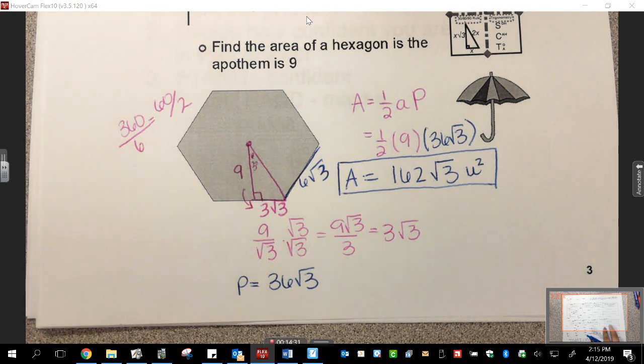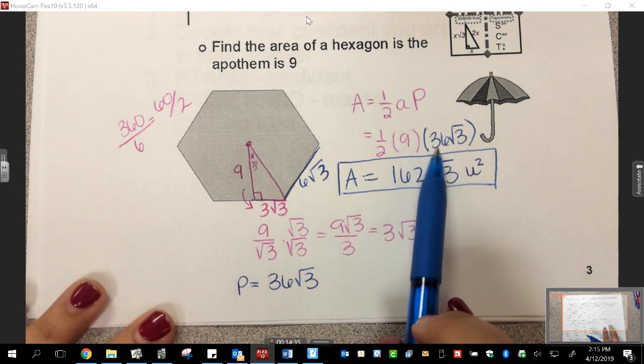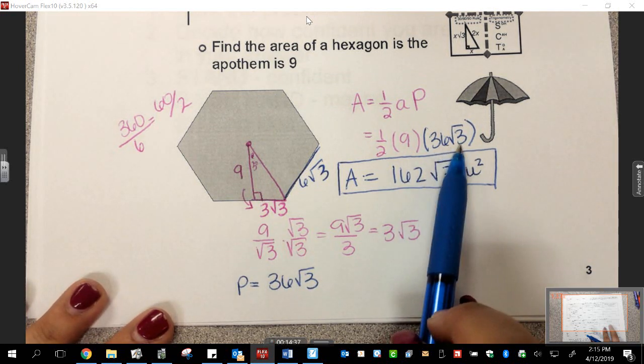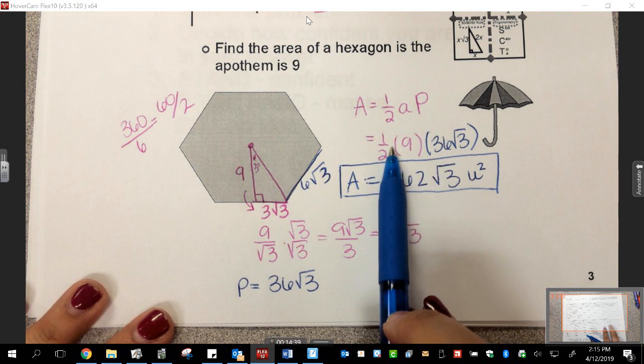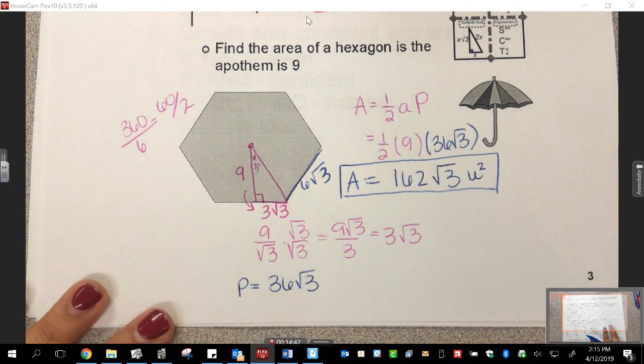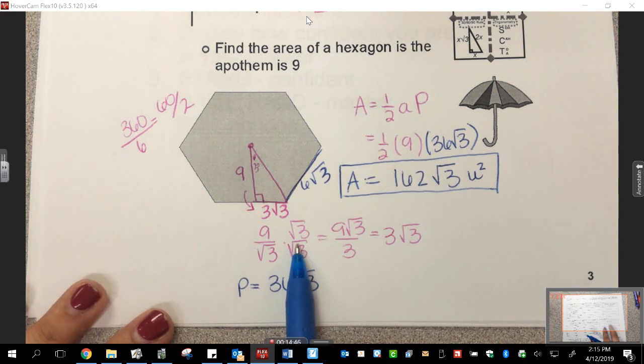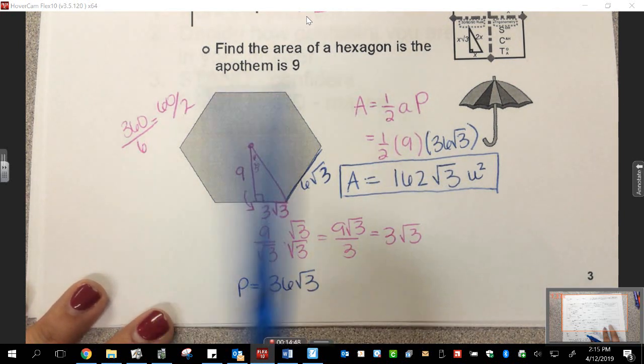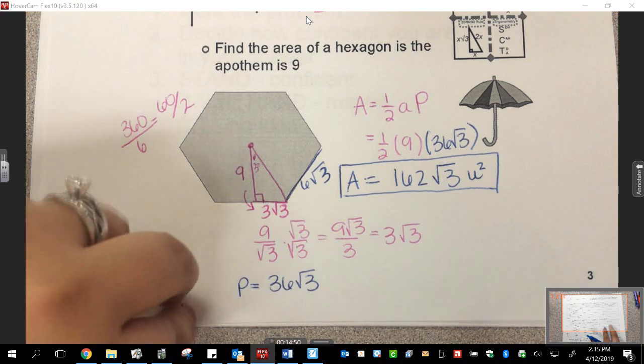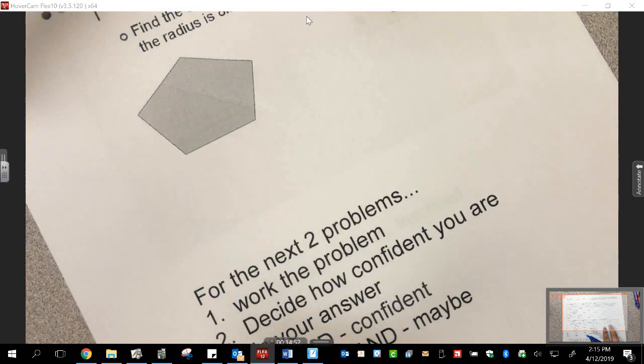Well, I was looking down for a quick second and then you found the area. The perimeter is 36 square roots of 3. So I plugged that into the formula, and then I just multiplied those. Oh, yeah. Okay. Yes. Right here? Right here. Yes, I'm going to do it again in just a second. Okay. All right. Example 3.